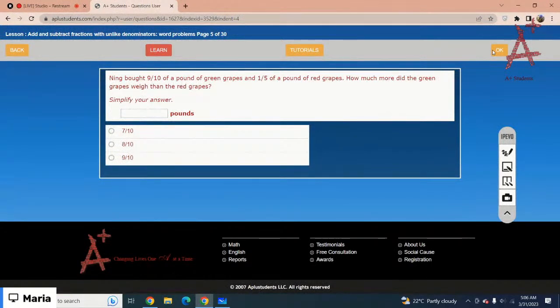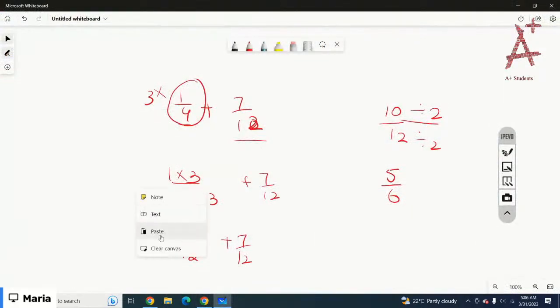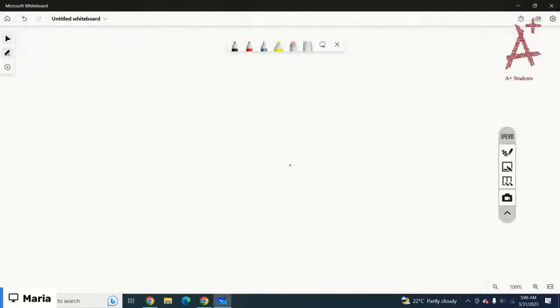Okay, the next one is Ning bought 9/10 of the pound of green grapes and 1/5 of the pound of red grapes. How much more did the green grapes weigh than the red grapes? So the green grapes are 9/10 of the pound and the red grapes are 1/5 of the pound. You need to calculate how much more did the green grapes weigh than the red grapes. So you have to subtract the red grapes out of the green grapes. Got it? So you need to do 9 by 10 subtract 1 over 5. Just do 9 by 10 subtract 1 over 5.